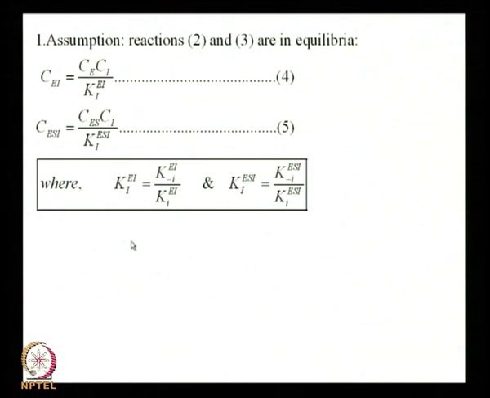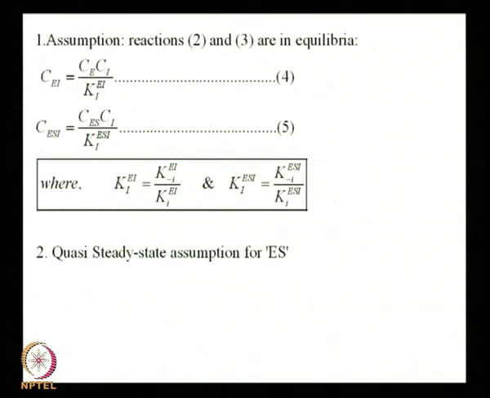So then, equation 5. As you see in equation 4, we have been able to already accomplish what we wanted, which is express CEI in terms of CE and CI. Now, in equation 5, we still want to express CES in terms of CE and CS. How do we do that? By using the quasi steady state for CES, right. So, if we do a quasi steady state for CES, what will you get?